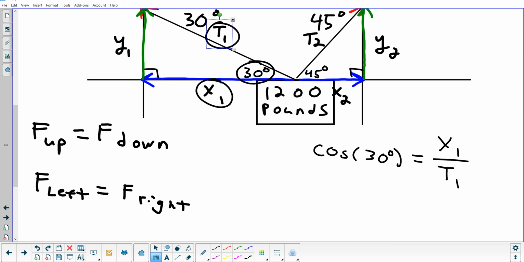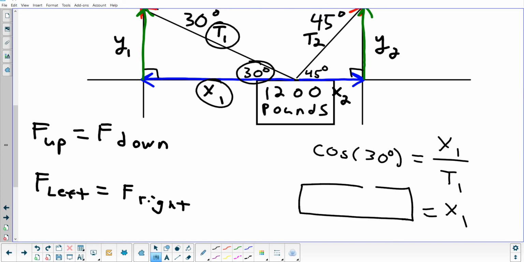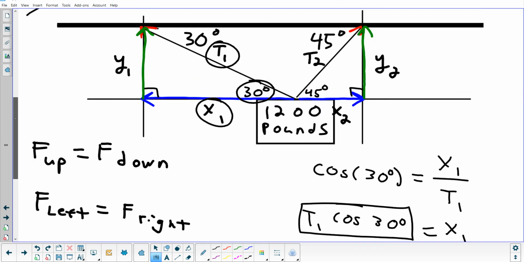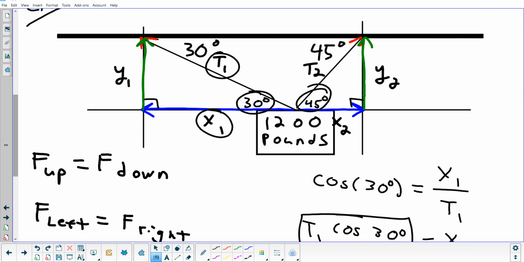And now solve it for x1. What is it? T1 cosine 30. Right, now do that 3 more times. Find a formula for x2, y1, and y2. Let's do the other x while we're here. Just do that one: 45, x2, T2.